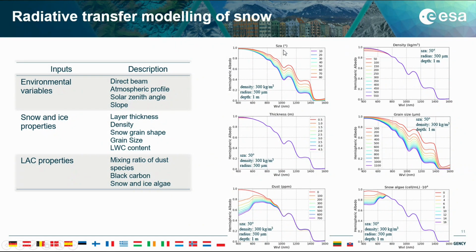So if the sun is not at nadir, but is, for example, at 50 degrees, the spectral reflectance of snow will change. And this is quite a difficult thing to cope with, because each model will have to keep in mind the position of the sun.